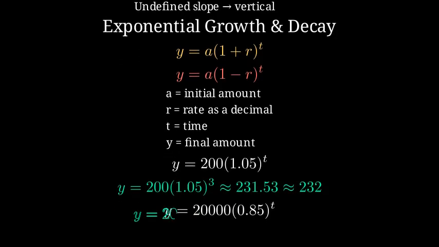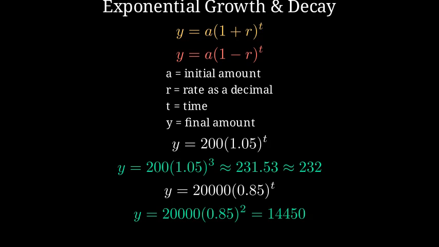Decay example. A car worth $20,000 depreciates by 15% each year. We write y equals 20,000 times 0.85 to the power t. After 2 years, y equals 20,000 times 0.85 squared, which is 14,450.